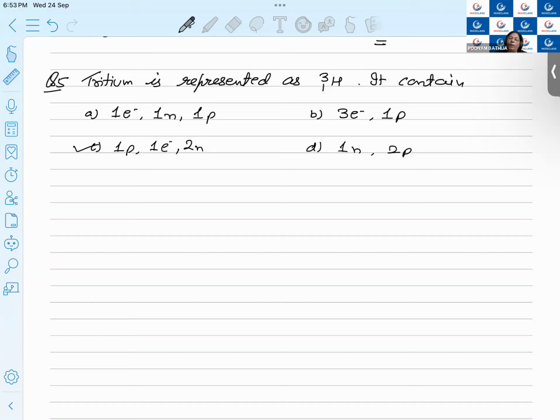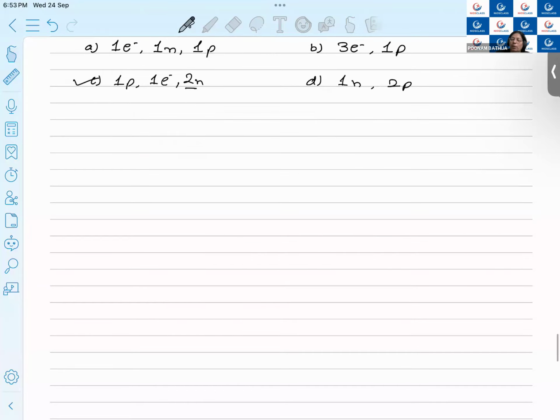Whatever number is written as subscript 1, that indicates electron and proton because there is no charge. So that is one electron, one proton. And what is this? Proton plus neutron. So if we have to find out neutron, what will we do? 3 minus 1, that is 2. That will be 2 neutrons. Okay, move next.